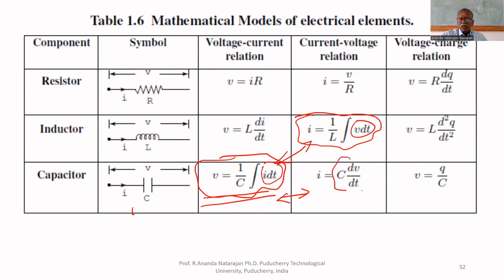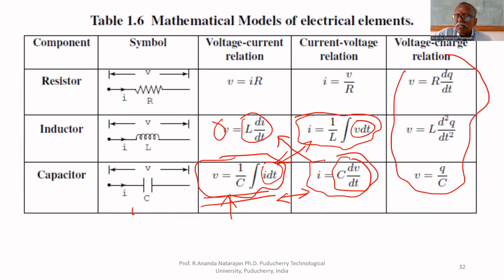C dV by dt you will get. If you differentiate on both sides, you will get dV by dt. Here you will get I. If you bring that C here, you can get this. So in the same way, you can remember this. Replace I by V, C by L. That way you can remember. So if you remember this one formula, you can get all other three. But these three are important. Why? That we will see now.